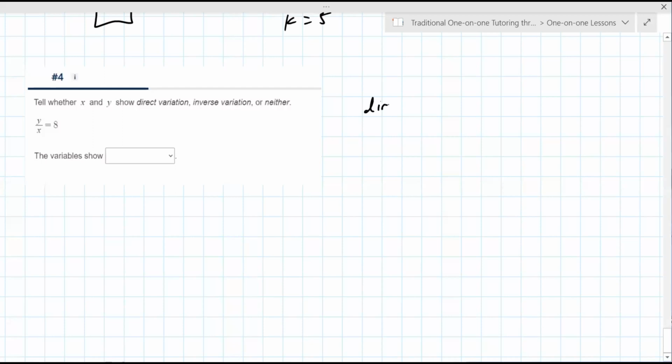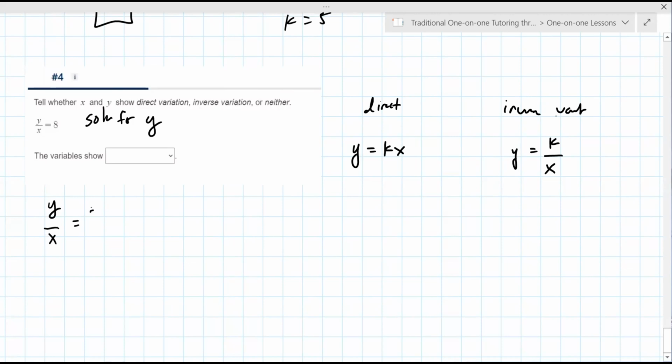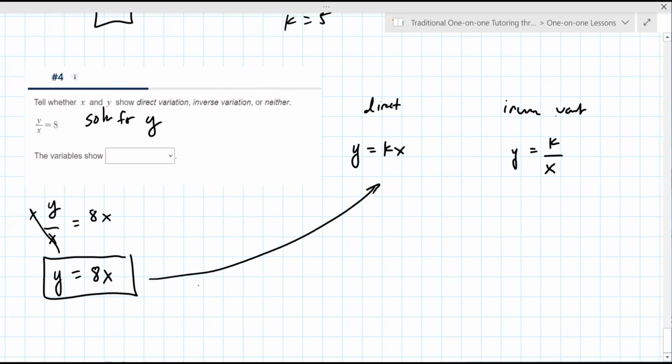Okay, so I didn't do this in the last problem, but there's direct variation, which is y equals kx, and then there's inverse variation, which is y equals k over x. In both cases, you need to solve for y. So you solve for y here by multiplying both sides by x. Y equals 8x. So which one does this look like? Is it direct variation? Direct, yeah. So you can't answer the question until you solve for y, but it has the appearance of maybe being in one or the other.